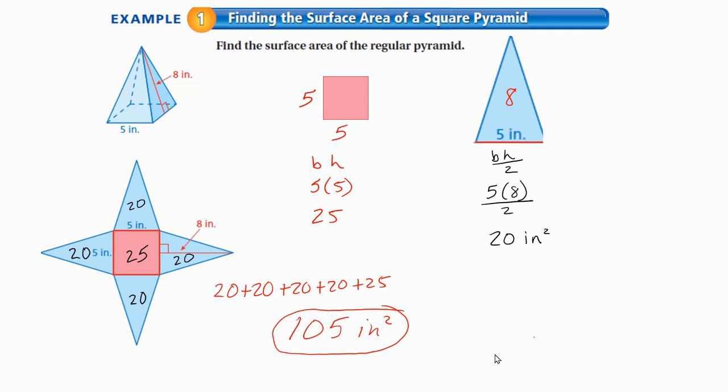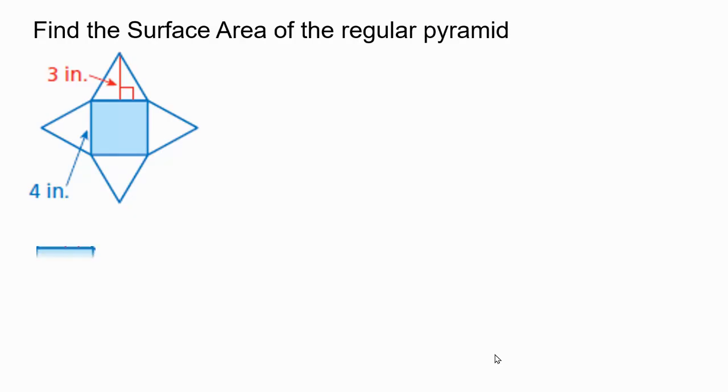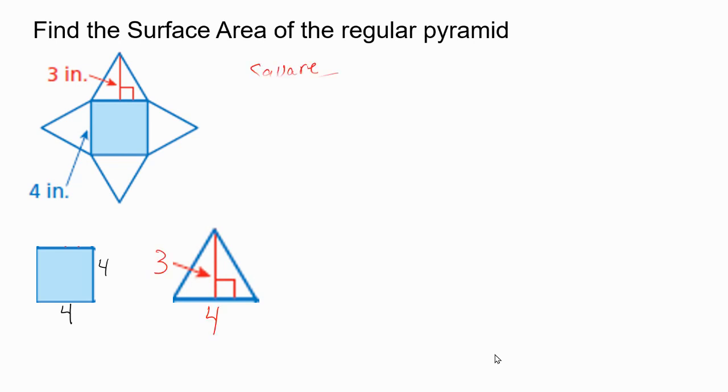All right, example 2. So the base is a square, so 4 by 4, because it's a regular square. That means sides are all equal. The triangle, the base is 4, and the height is 3.